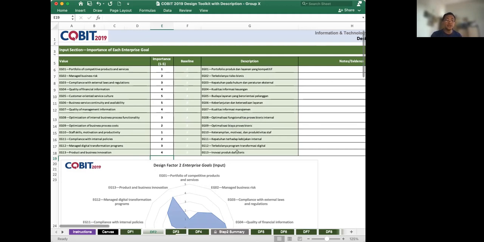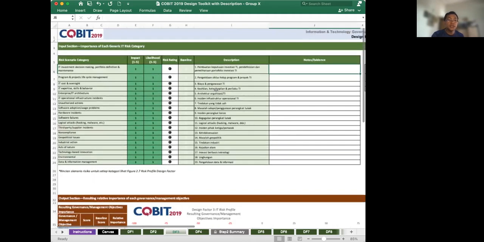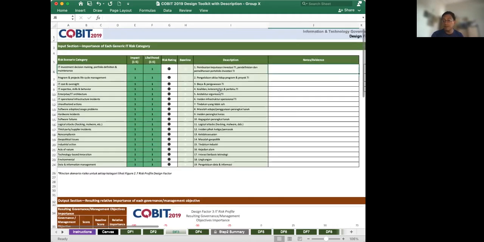So this is the third one here. This is about the risk. I have already told you about the risk. So we have, I think, 19 risk scenario categories. 1, 2, 3, 4, 5, 6, 7, 8, 9, 10, 11, 12, 13, 14, 15, 16, 17, 18, 19. Yes, 19 scenarios.